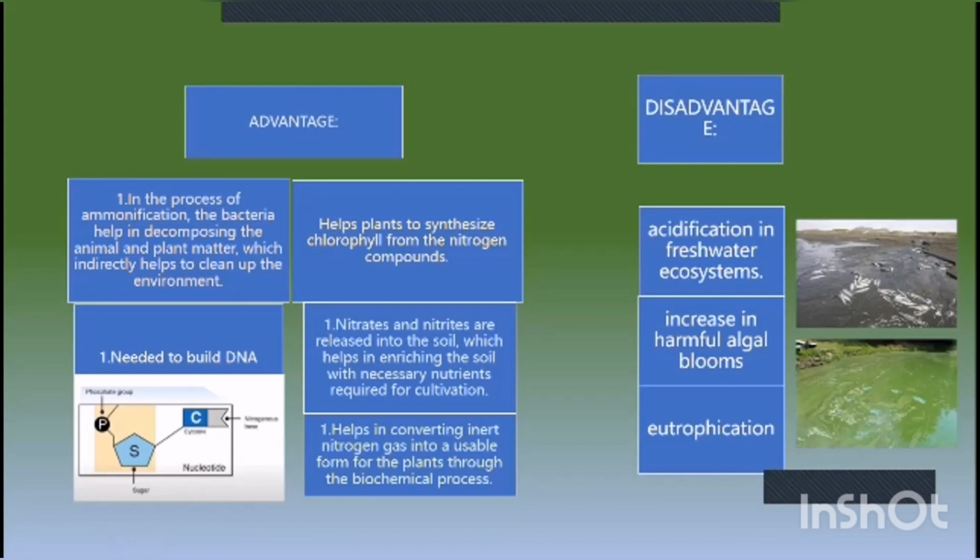Okay, so for the disadvantages, the increase of nitrogen in aquatic systems can lead to increased acidification in freshwater ecosystems. Next, the increased nitrogen will increase harmful algal blooms. And finally, it will lead to eutrophication.